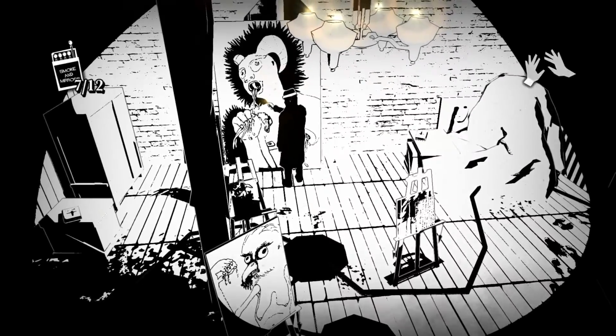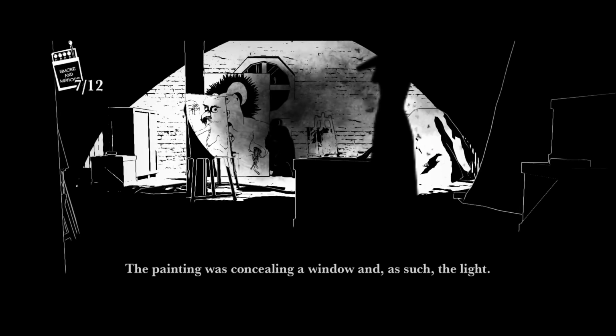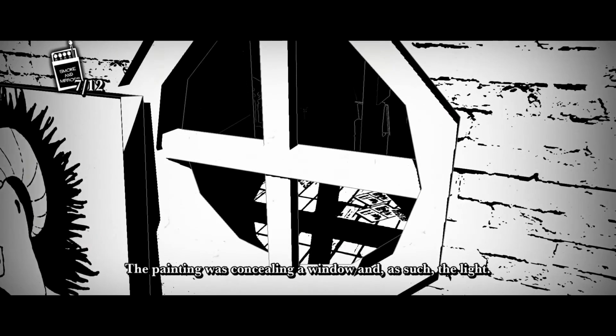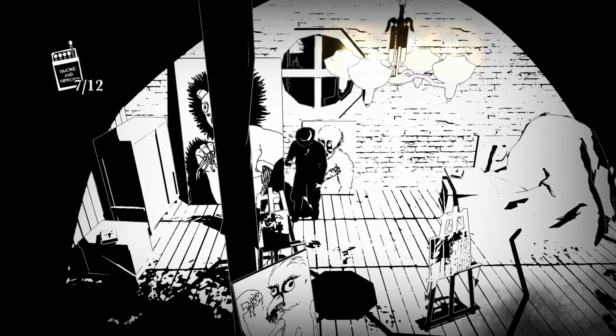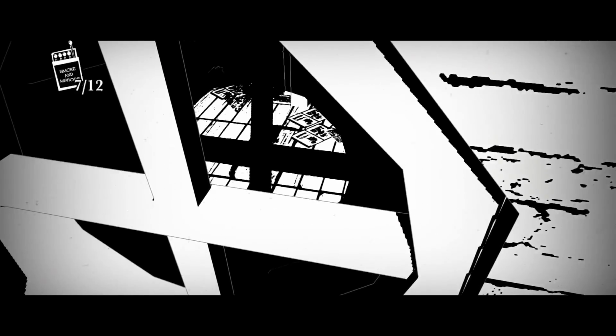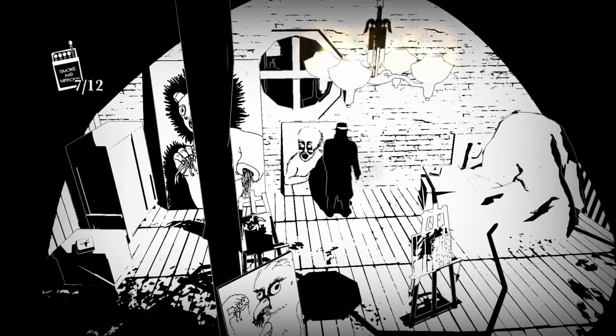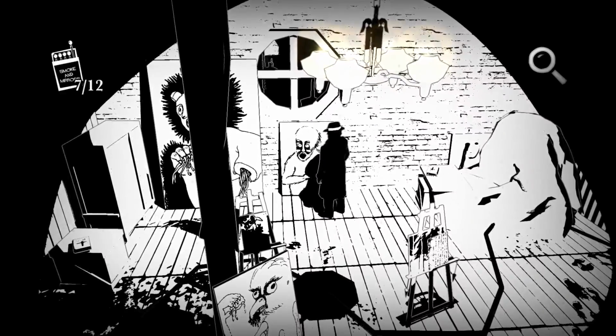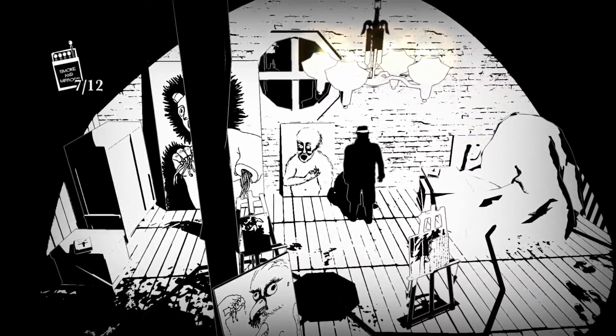Alright, so, ooh, and we can move this. She's gonna watch me move her painting. Ooh. And what can we see in there? Nothing. But I guess that's probably going to, wait, that let light into that room. Hmm. We're gonna be able to do stuff then?